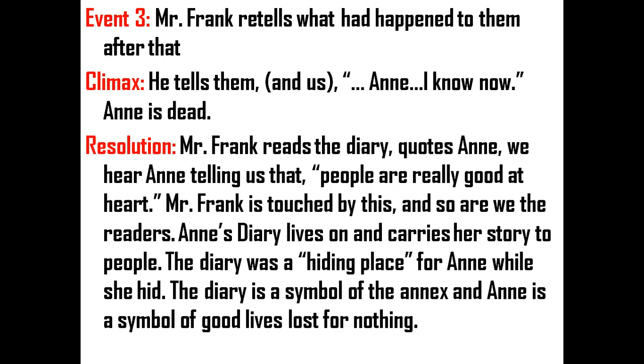Annie's diary lives on and carries her story to people. The diary was a hiding place for Annie while she hid. The diary is a symbol of the annex, and Annie is a symbol of good lives lost for nothing.